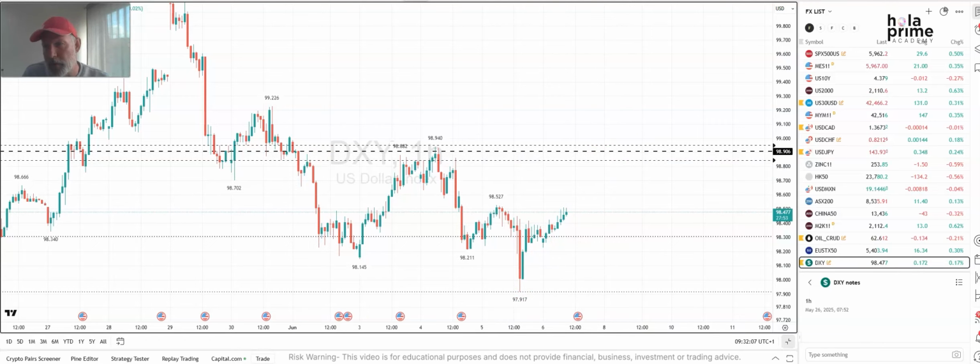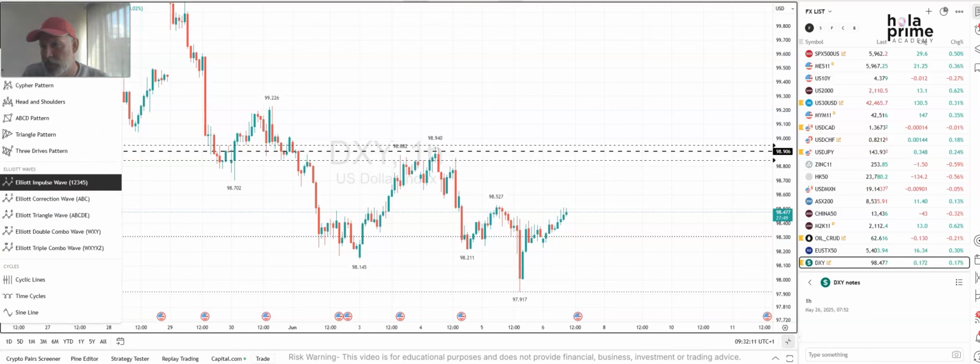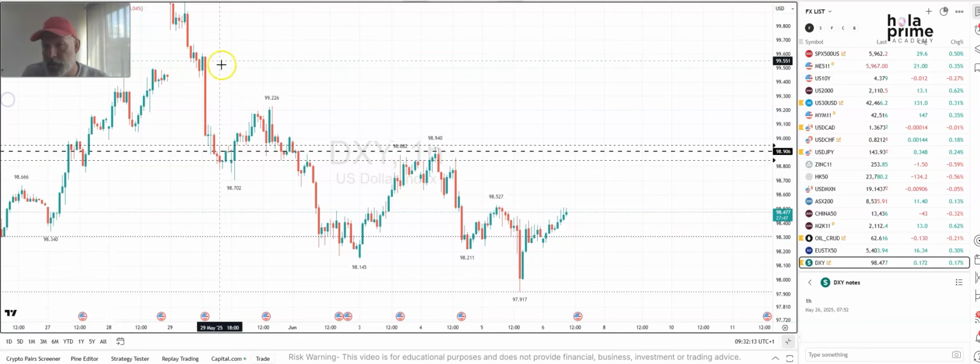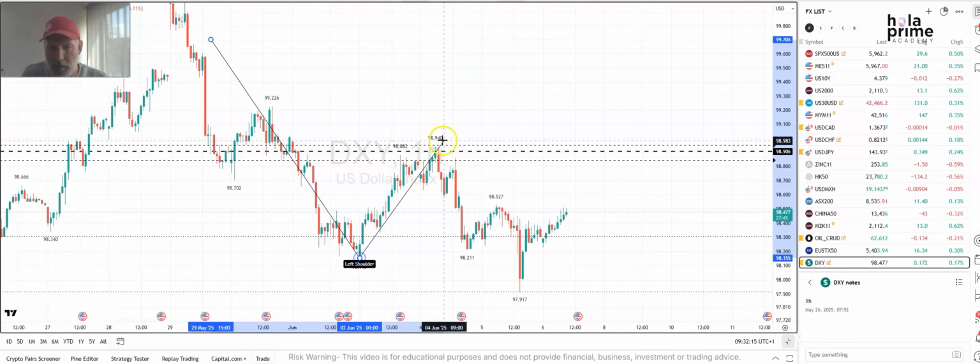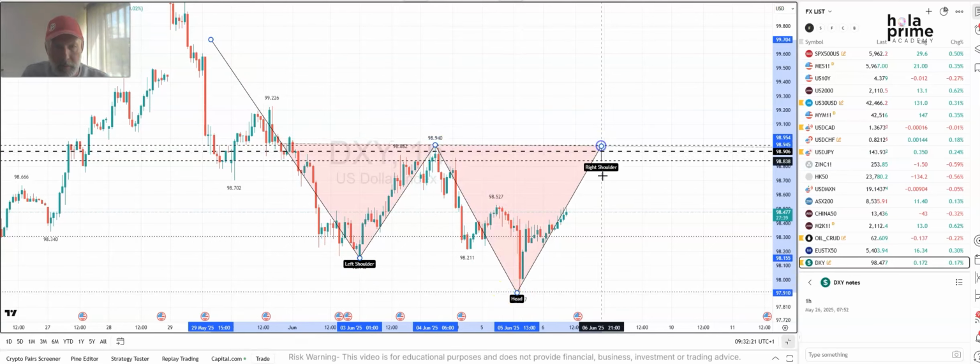But I think the sort of big picture analysis, let's just get the right tool, is going to be something like this. So coming down, this was left shoulder support, head, right shoulder.